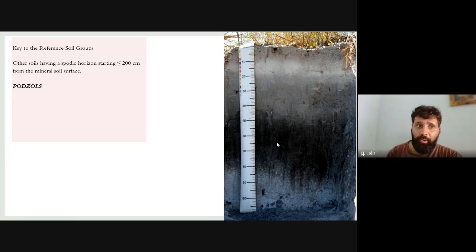Okay, so again, the podzols are those soils that possess the spodic horizon in the first 200 centimeters from the mineral soil surface. The spodic horizon is a horizon that concentrates soil organic matter and or aluminum and iron oxides in the subsurface, because we have a wet climate and sandy texture. This reference soil group is quite common in Brazil. We have the second largest mapped extent of podzols in the world, in the Amazon rainforest.